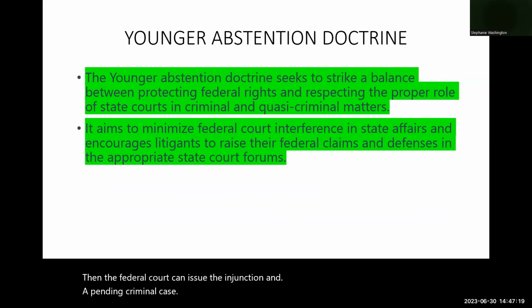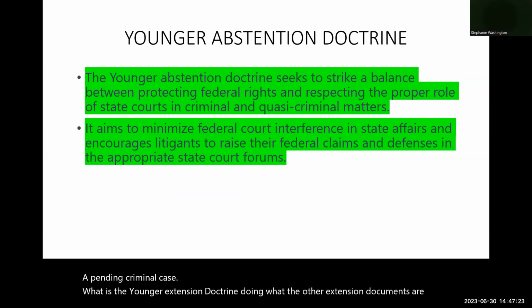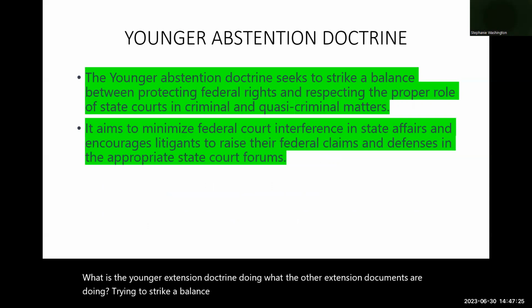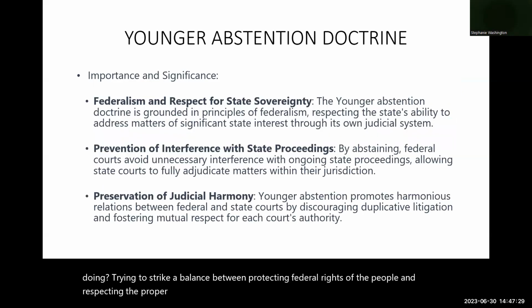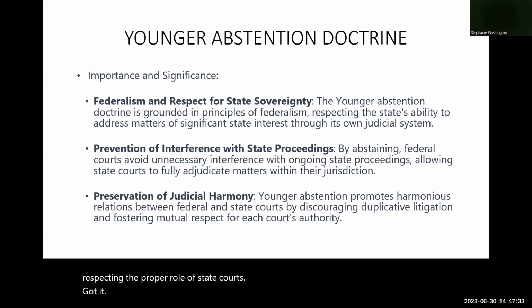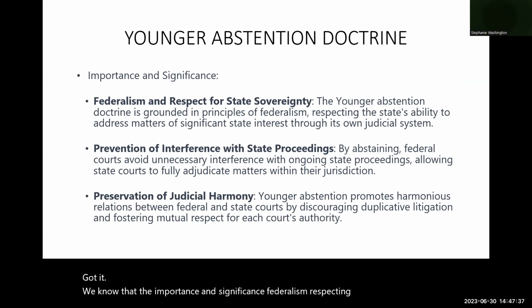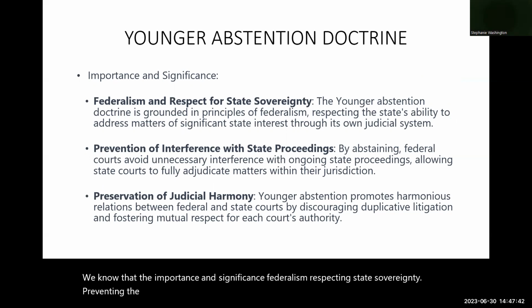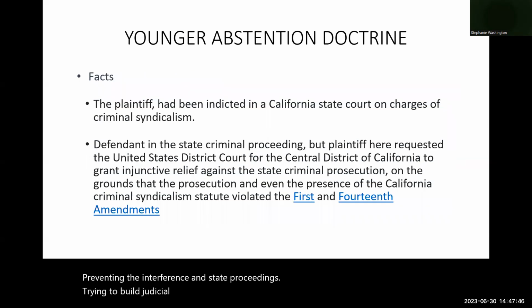What is the Younger Abstention Doctrine doing? What the other abstention doctrines are doing, trying to strike a balance between protecting the federal rights of the people and respecting the proper role of state courts. Got it? We know the importance and significance: federalism, respecting state sovereignty, preventing interference in state proceedings, trying to build judicial harmony, right?